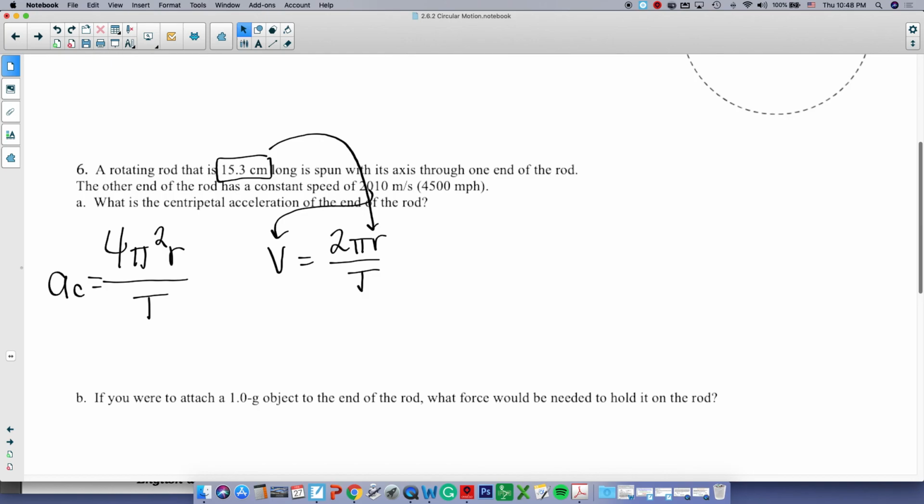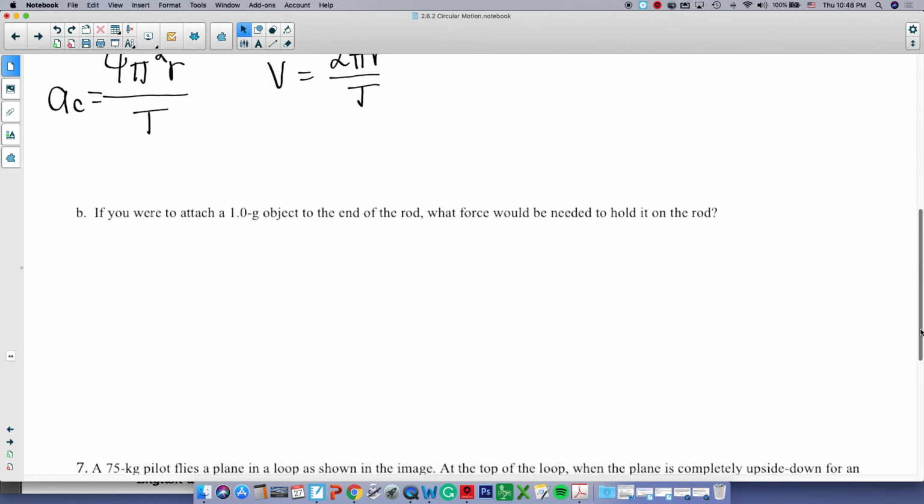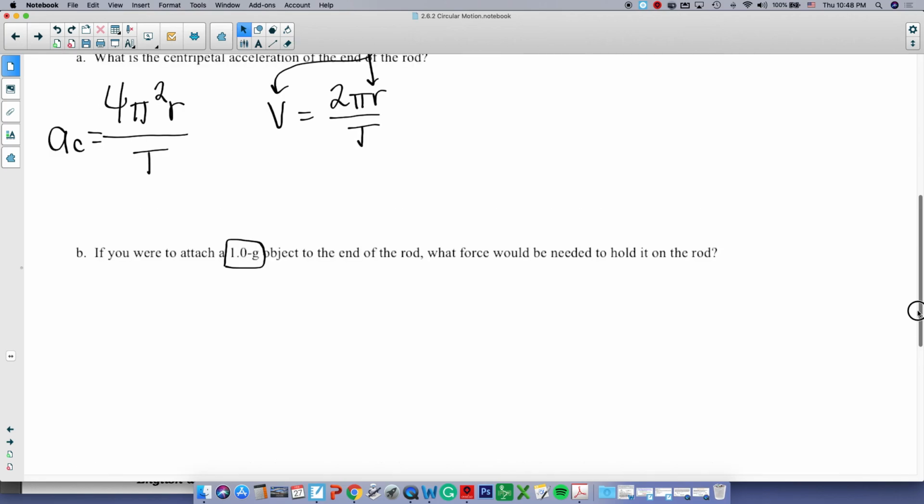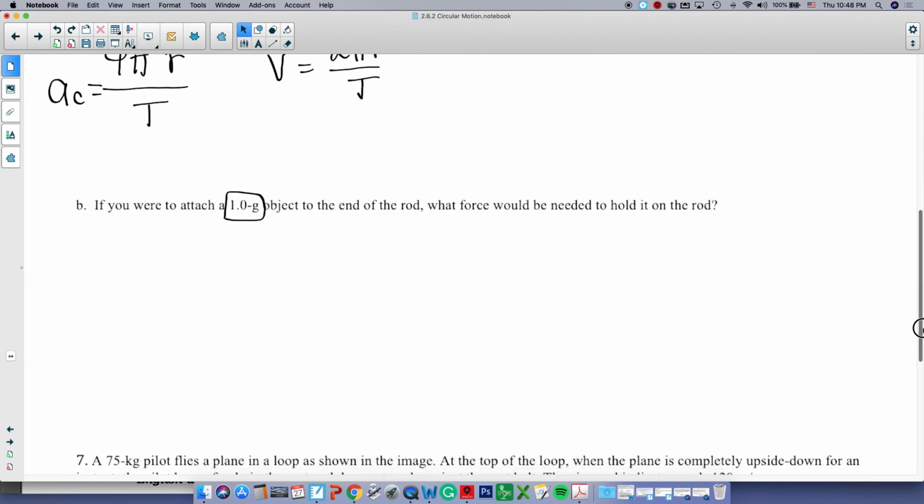Okay, then the second question, if you were to attach a 1.0 gram or 0.001 kilogram object to the end of the rod, what force would be needed to hold it on the rod? So with that one, you're just looking for centripetal force. Okay, so we have that introduced, so that way we can use centripetal force. Okay, that's your mass. So you're just finding centripetal force.